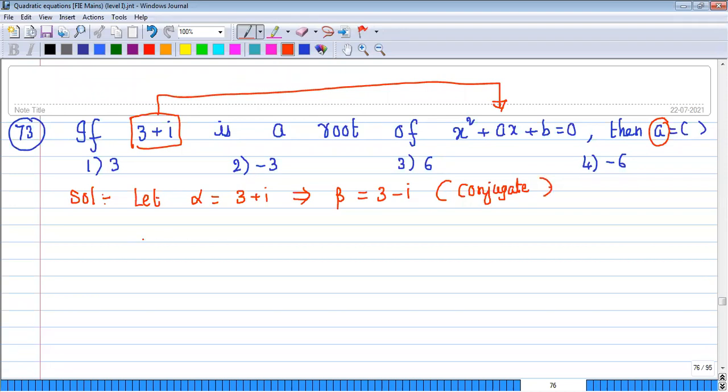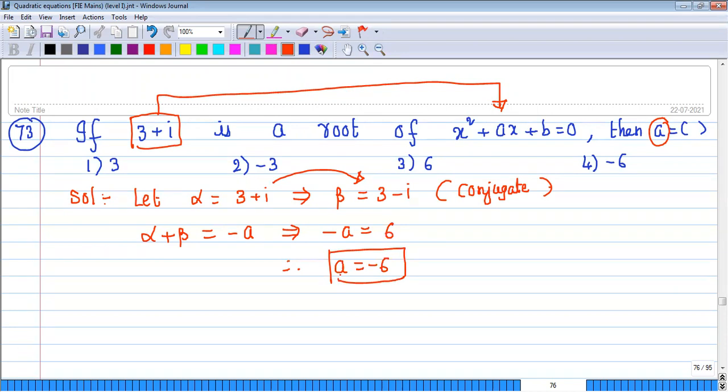Right. Now alpha plus beta, write down. Alpha plus beta is equal to minus coefficient of x by coefficient of x square. That will be obviously minus a. So minus a equals to, add these two. If we add these two, i and minus i cancel, 3 plus 3 is 6. We need a. a is equal to minus 6. This is the answer. So fourth option is the right option.